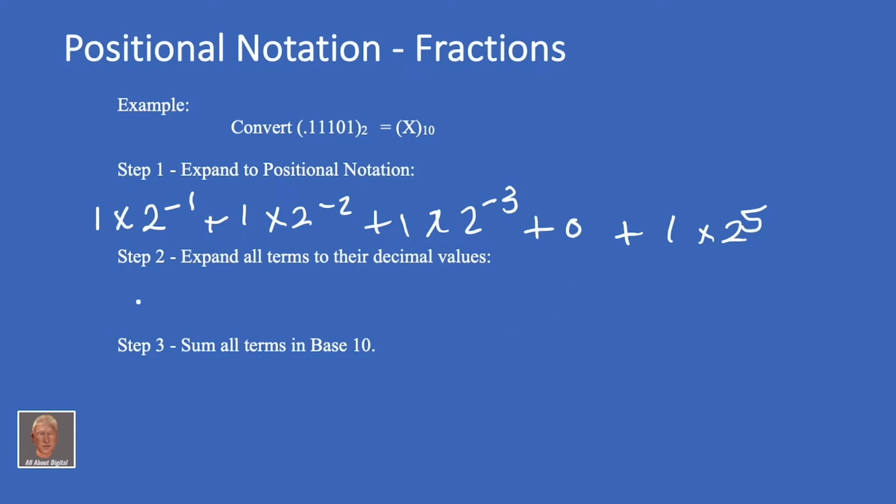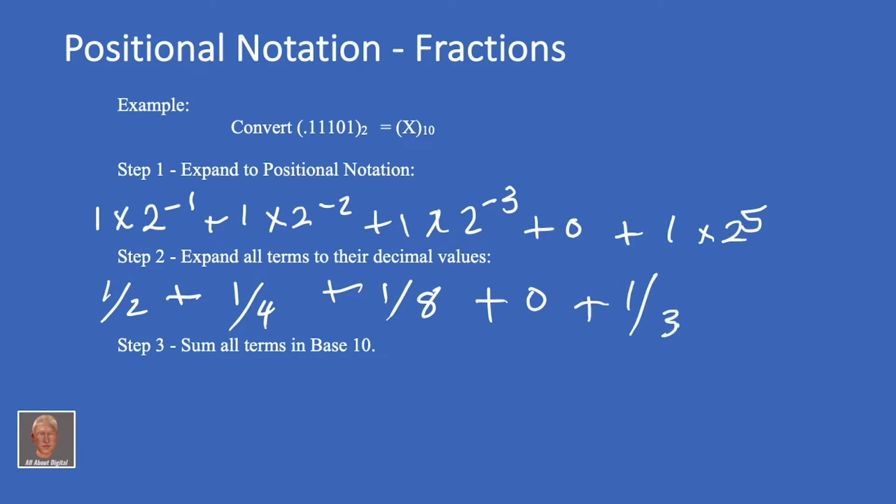Step 2, expand all the terms to their decimal values. Well, 2 to the minus 1 is 1/2. 2 to the minus 2 is 1/4. 2 to the minus 3 is 1/8. Plus 0, so that's 1/16, and plus 1/32. Okay, so those are the decimal values. So we sum them all in base 10.